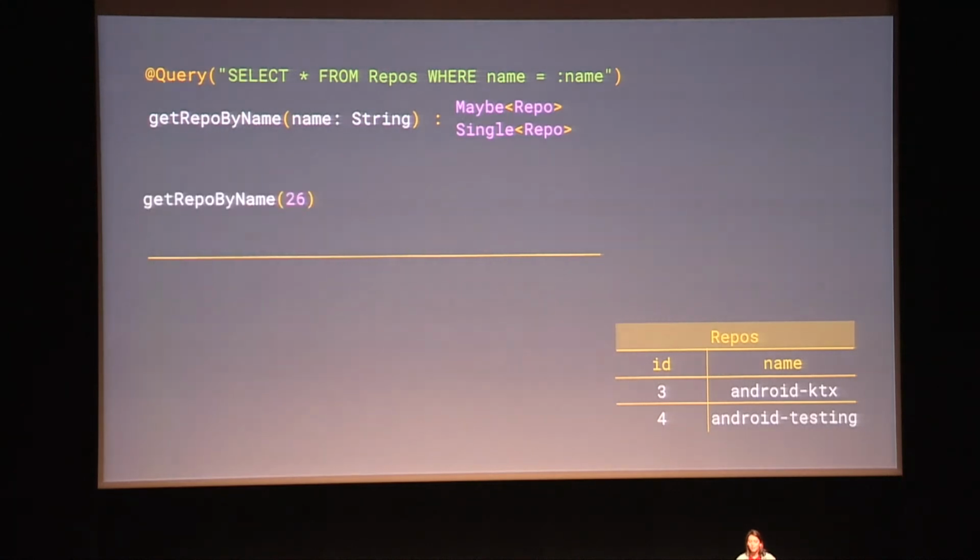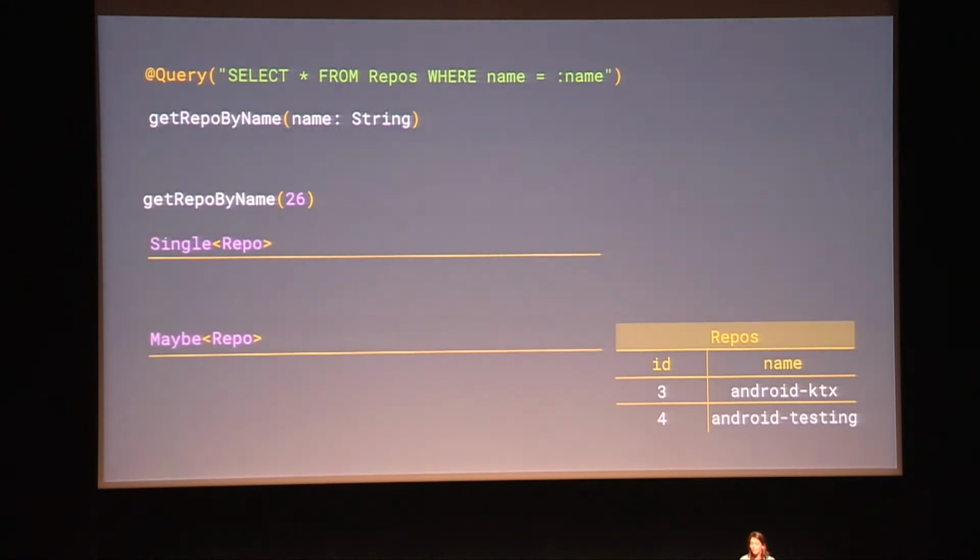But then when we try to get the repo with ID 26, we don't have that kind of repo. So this is what will happen. In the case of Single, we will get an empty result set exception because there is no such repo that Room can return. And in the case of Maybe, it will just complete.